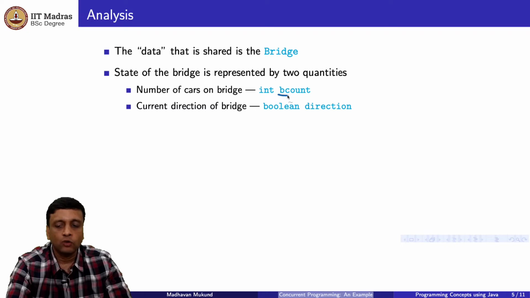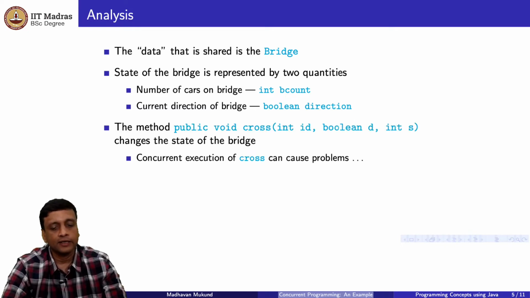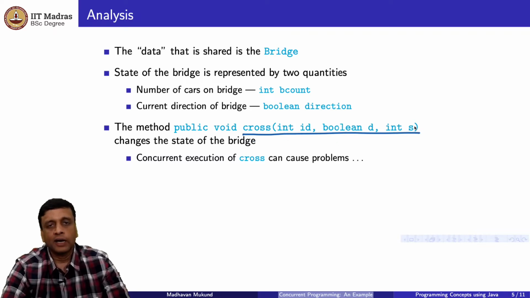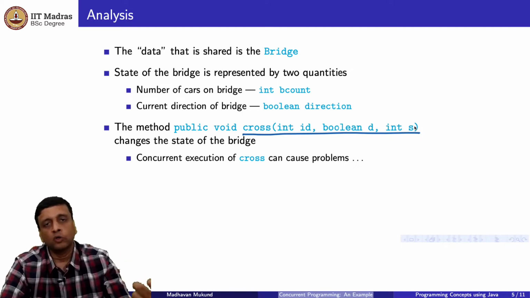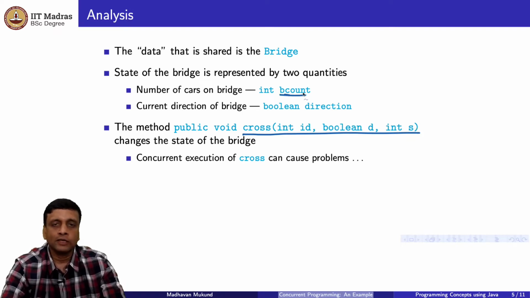So I have this bridge count which I call B count, and I have this direction which is either true for north or false for south, indicating the direction in which the bridge is currently oriented. So when a car comes and crosses, it can change the state of the bridge in two ways. It could add one more car which is going in the current direction, in which case the count will change, but it could also be that the count is 0, in which case it can change the count by making 0 into 1 and switch the direction.